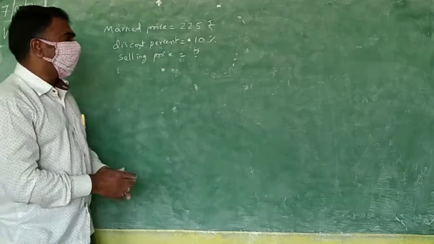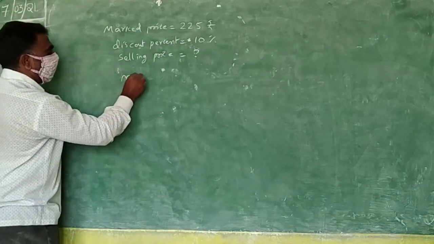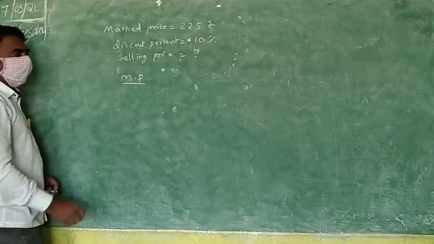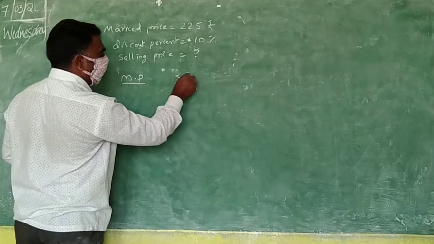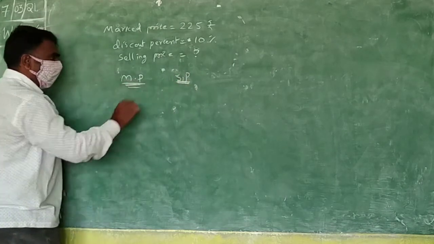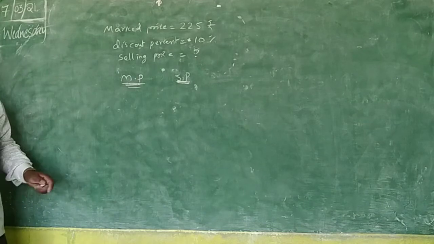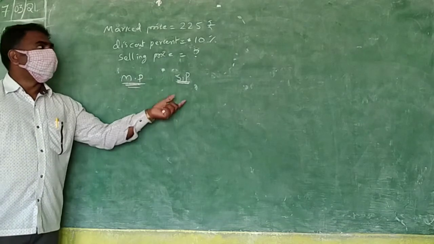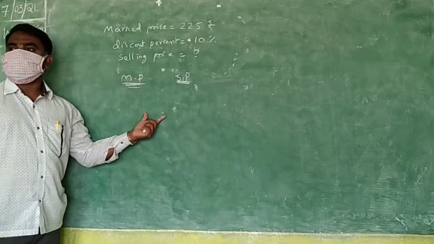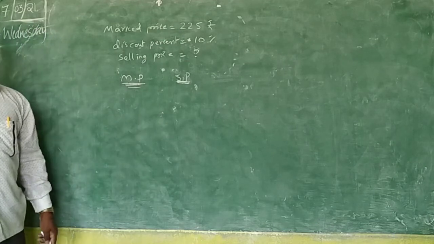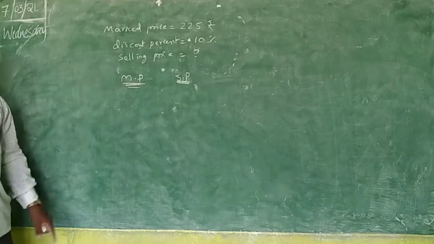Okay, now here, what is the first heading? Market price is the first heading. The next heading, selling price, is the next heading. So first of all, what will you write here? What do you know? What you have to find, you will not write now. What will you write first? How do you get it? By using percentage you will write that.